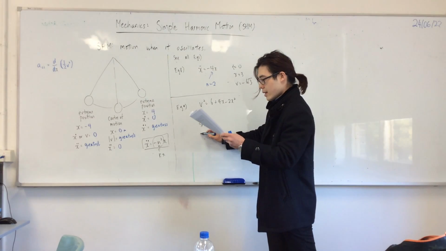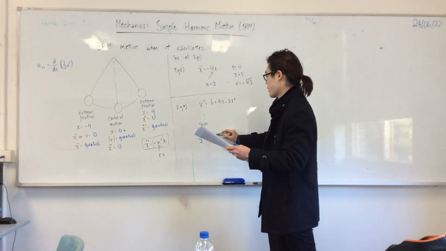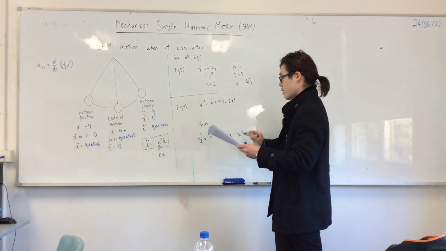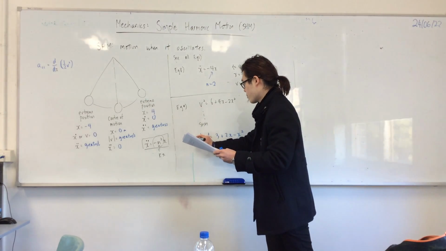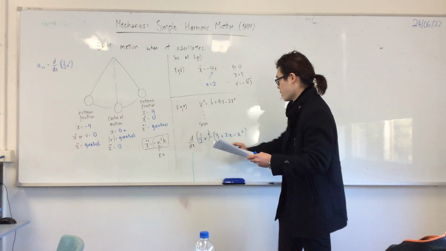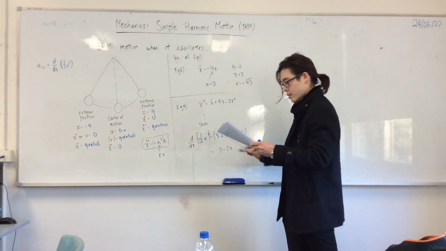Well, first of all, we need to get the expression for half v squared. That's 3 plus 2x, dividing everything by 2. And then from here, what you want to do is differentiate this with respect to x. And if you do that, you get 2 minus 2x.